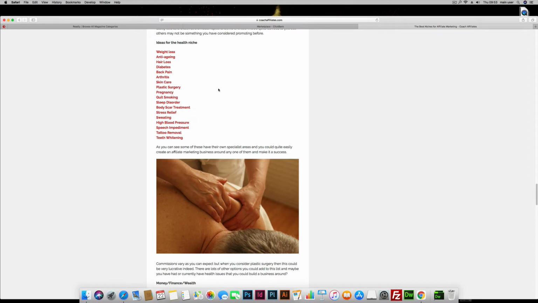Health niche, obviously, we've all got some aches and pains as we get older. Weight loss, anti-aging, hair loss, diabetes, back pain, arthritis, skin care, quit smoking, that's a good one. Body scar treatment is good. High blood pressure, speech impediment, tattoo removal is a good niche, and teeth whitening, which has really come along in the last probably 20 years or so.